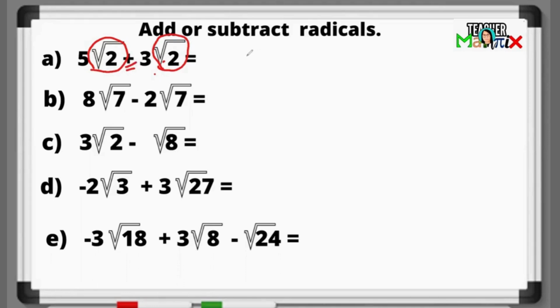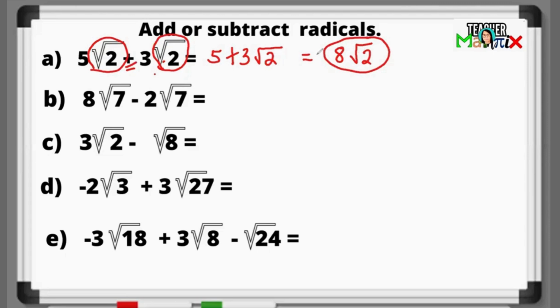First, simply copy the radicand. Then, get the sum of 5 and 3. So 5 plus 3, that's 8 square root of 2. This is now the final answer for number 1.